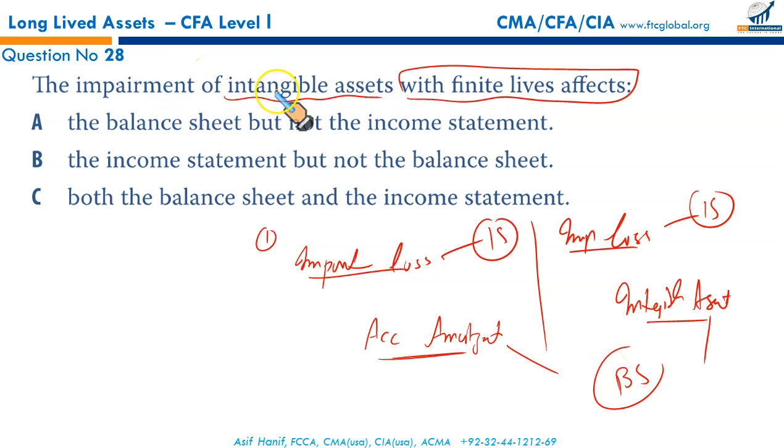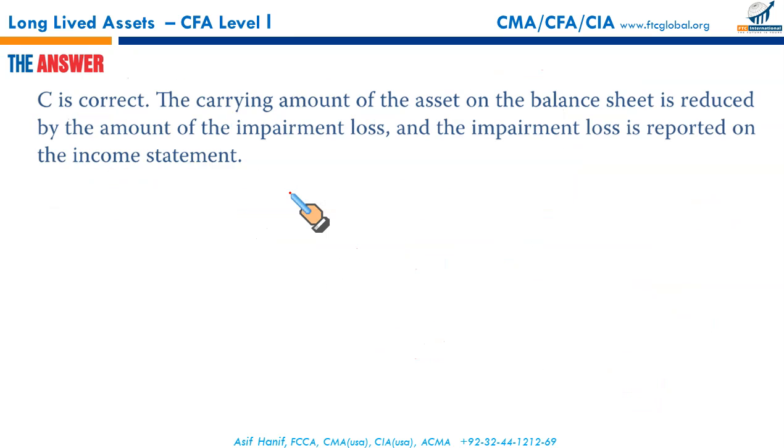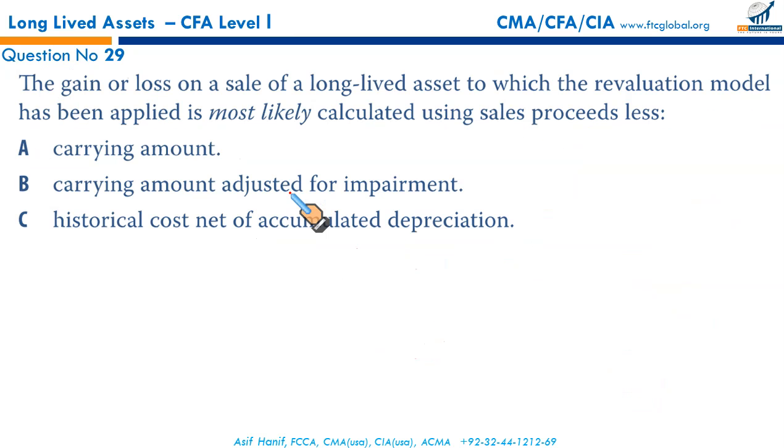So it asks, when an intangible asset with finite life is impaired, how does it affect our financial statements? Balance sheet but not income statement, wrong. Income statement but not balance sheet, wrong. Both balance sheet and income statement, as evidenced by these journal entries. So that makes C the correct option.